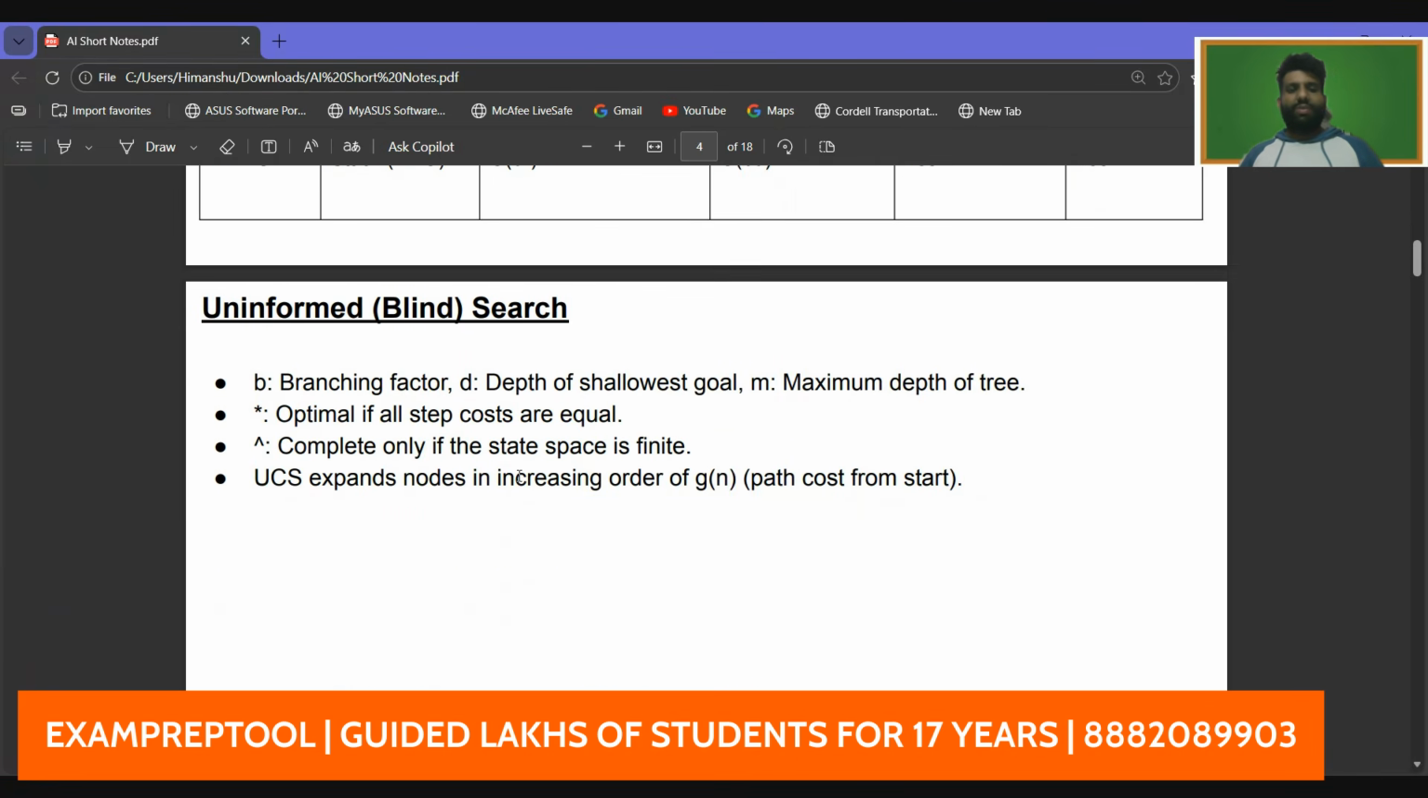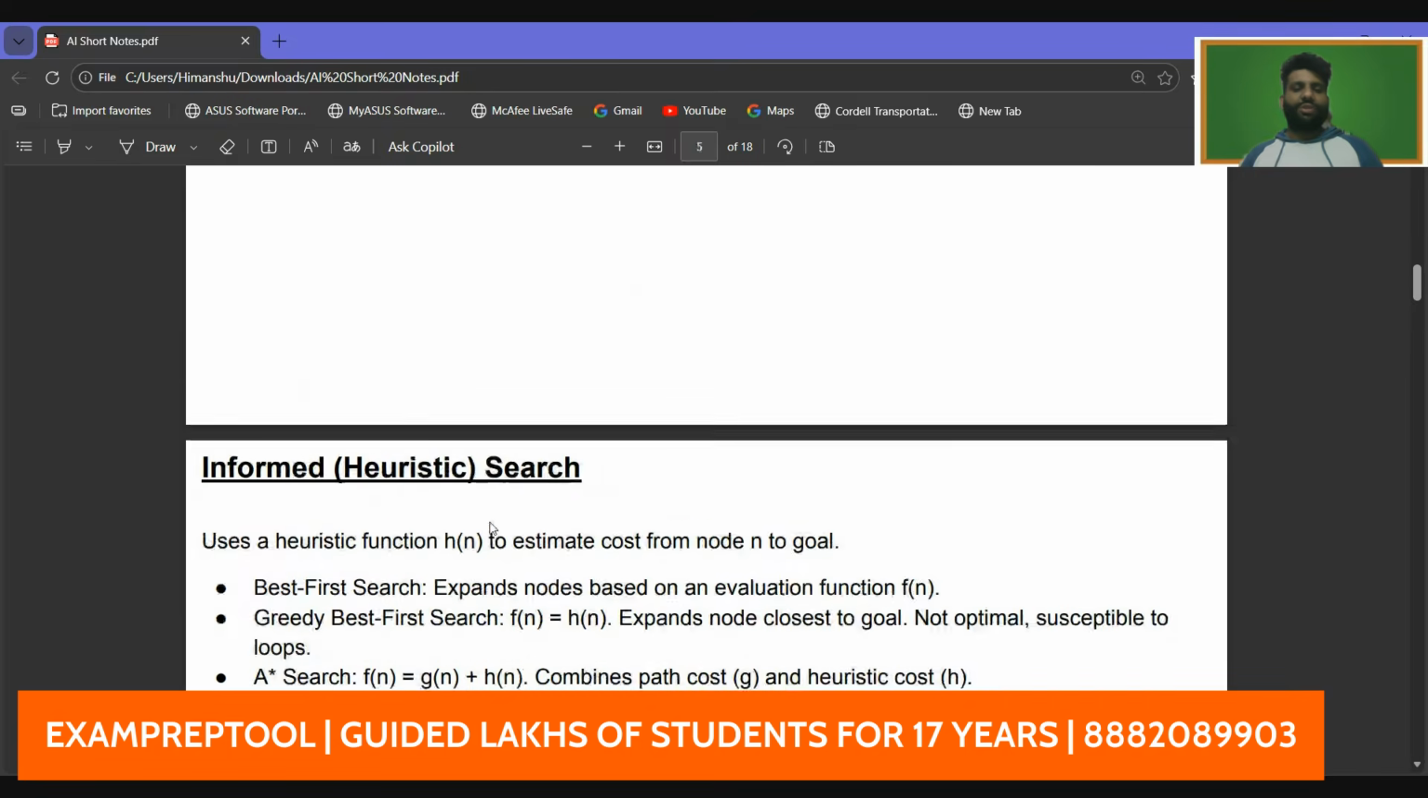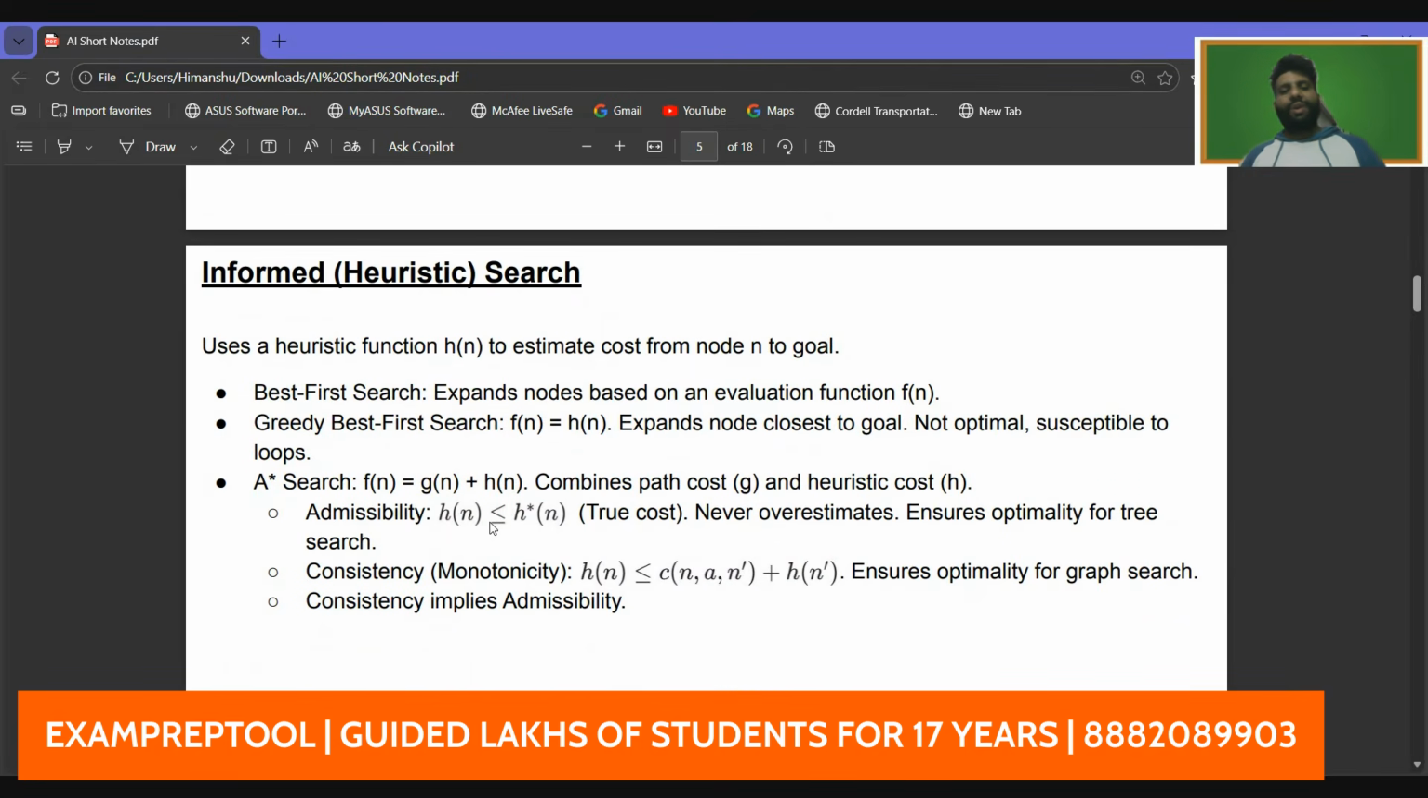Moving ahead, everything has already been considered over here. You can just read through this. Now we get to the idea of informed search, which is the heuristic search. It uses the idea of, okay, can I do better? Do I have some extra information? Now within that, yes, we do indeed have some information in the form of a heuristic function.